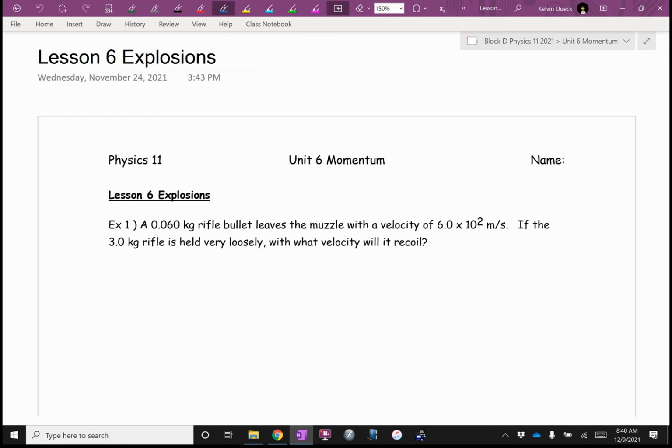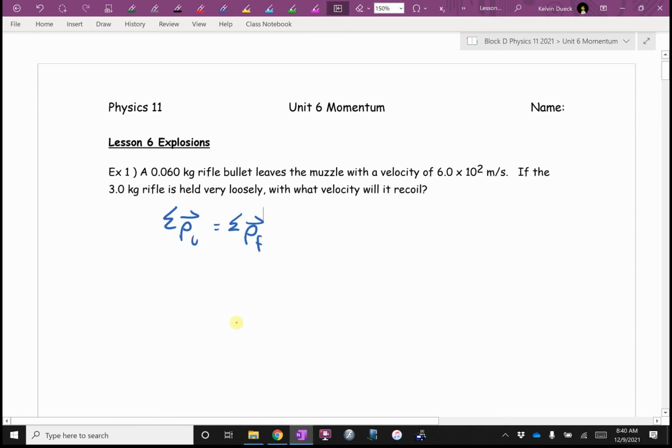So I'm going to start out by saying the sum of all the momentum we started with equals the sum of all the momentum we finished with. Is there more than one mass in this question? Yeah. Yesterday I said I'm going to be lazy but organized. Rather than mass A and mass B, how about I call this B for bullet and R for rifle? A little easier to keep track of that way.